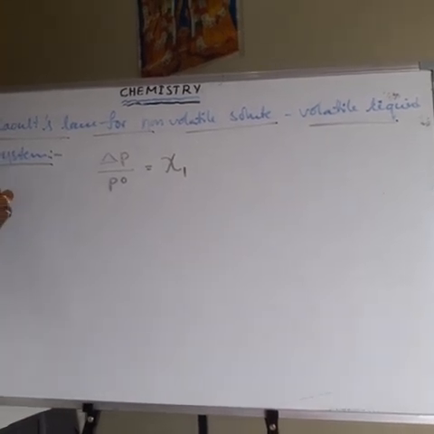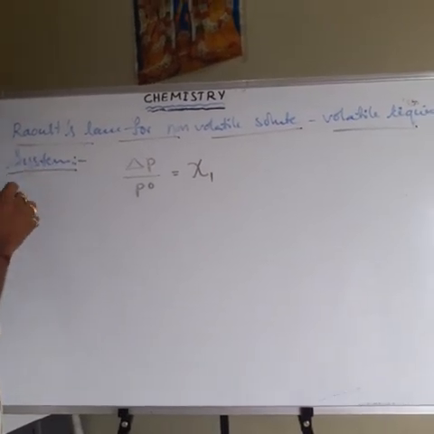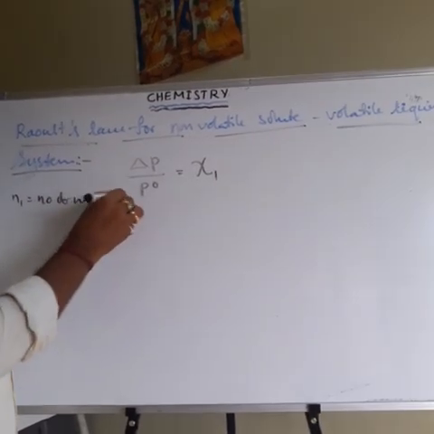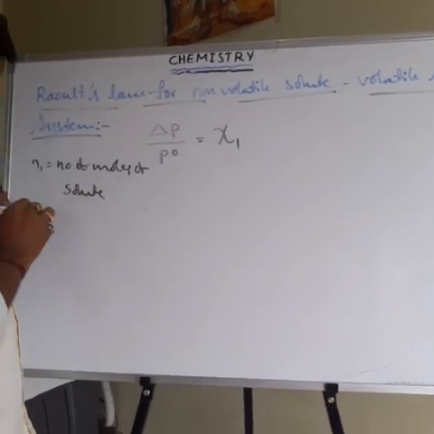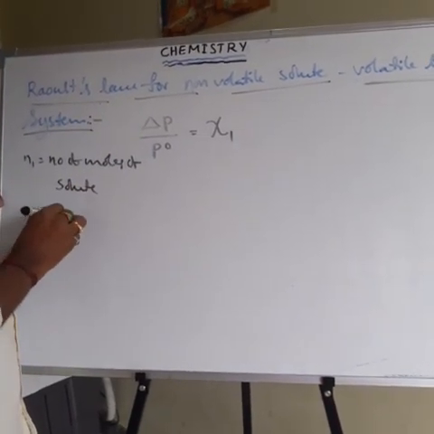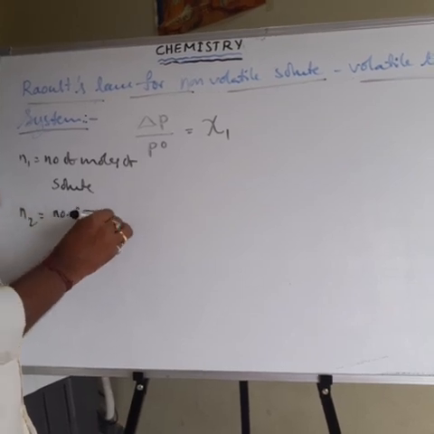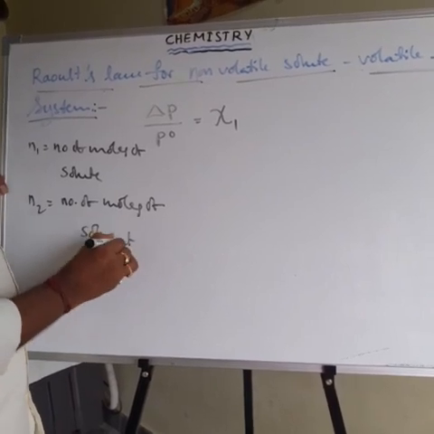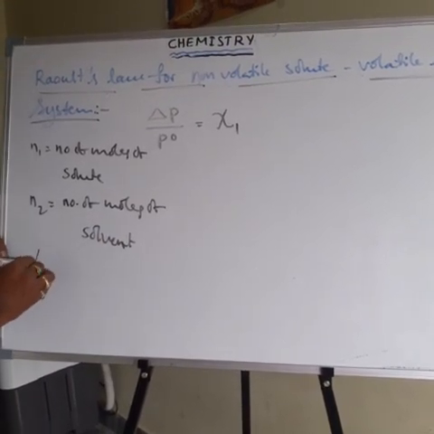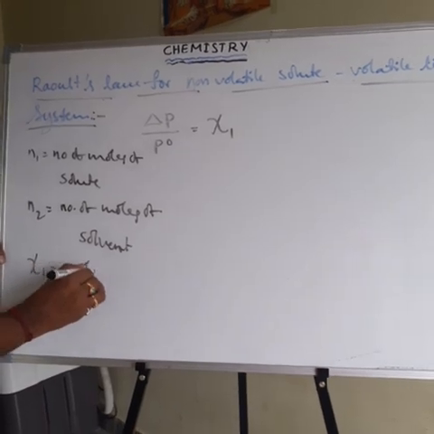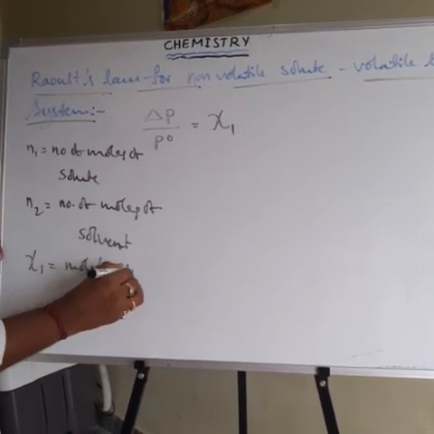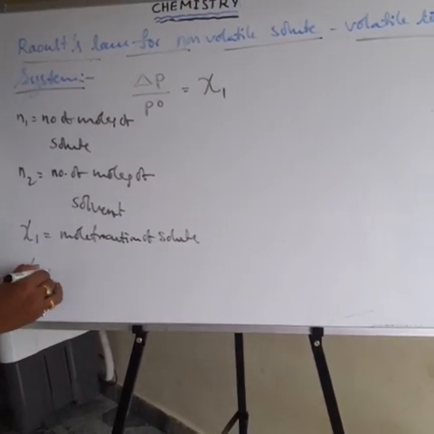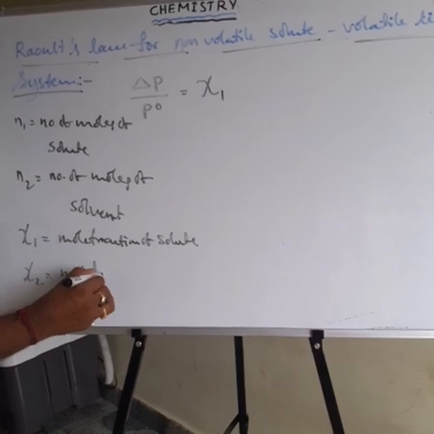So here N1 means number of moles of solute. Here N2 is nothing but number of moles of solvent. Here Xi1 is the mole fraction of solute. Here Xi2 is the mole fraction of solvent.